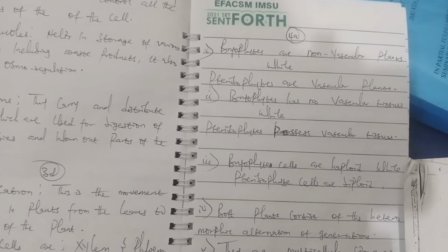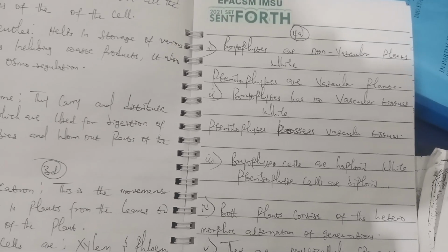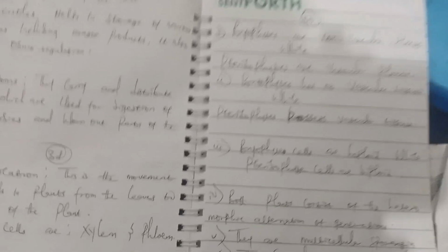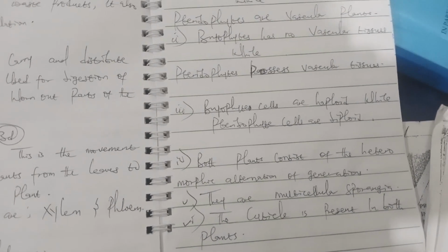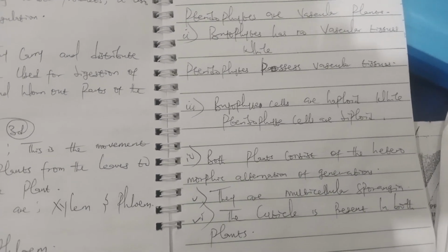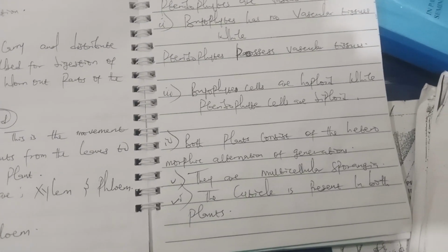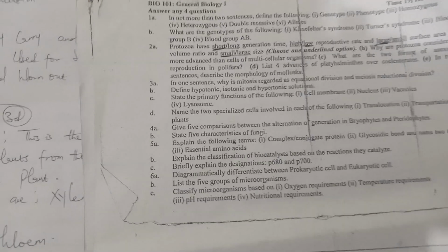Bryophyte has no vascular tissue, while pteridophyte possesses vascular tissues. Bryophyte cells are haploid, while pteridophyte cells are diploid. Now I come to the similarities. Both plants consist of the heteromorphic alternation of generations. They have multicellular sporangia. The cuticle is present in both plants. That is for number 4A.